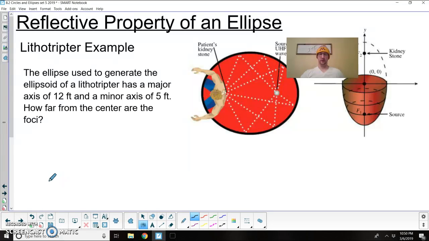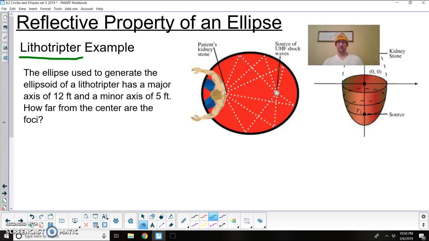One more problem involving applications of an ellipse: a lithotripter. A lithotripter is a machine that's used to help break up kidney stones. If you ever had a kidney stone or know somebody who has, it's super painful, and one of the treatments is to use this lithotripter. It generates some UHF shock waves and bounces them off this chamber, and as they bounce off the chamber, all these waves get sent to the patient's kidney stone.